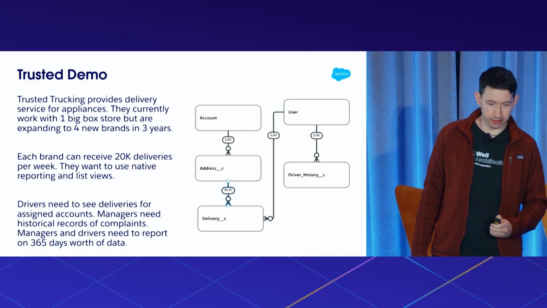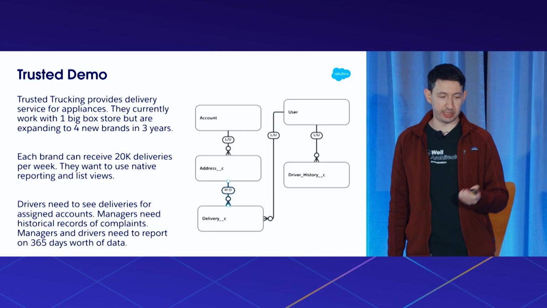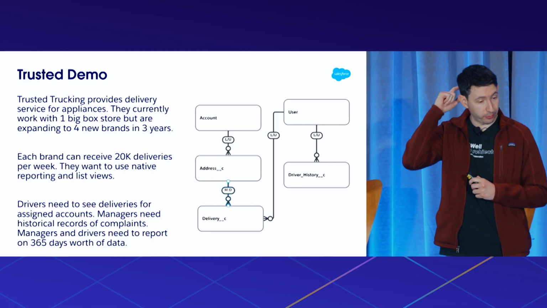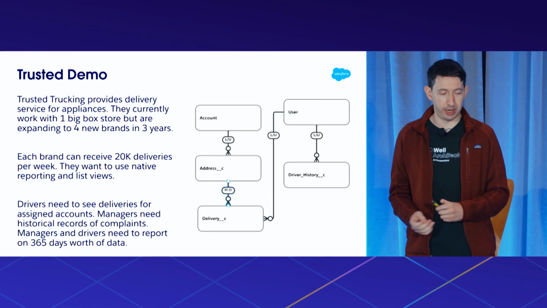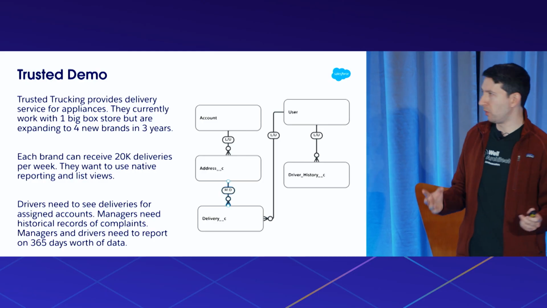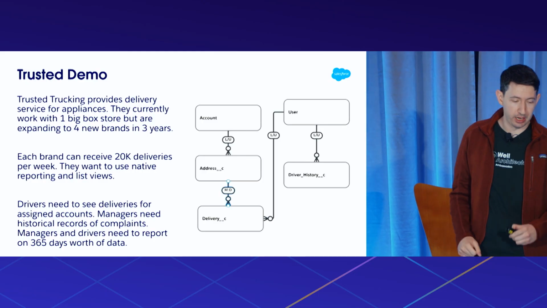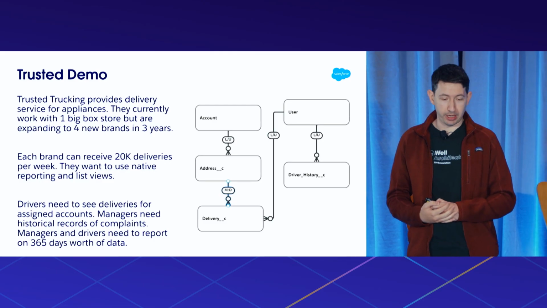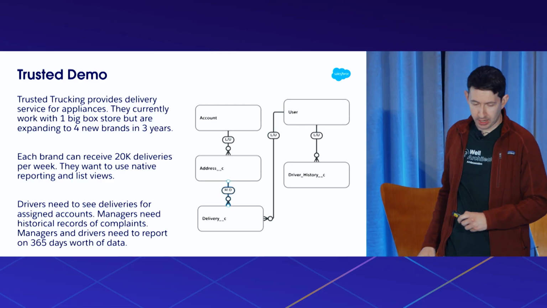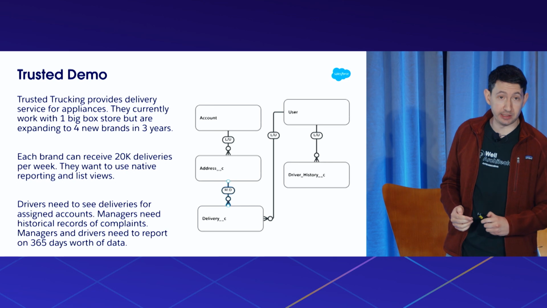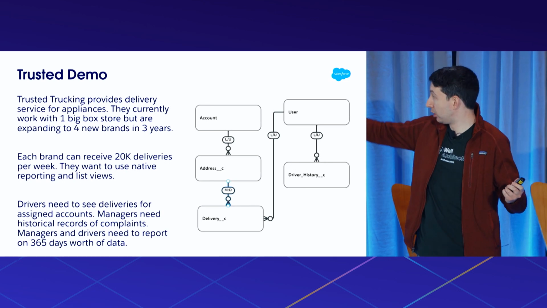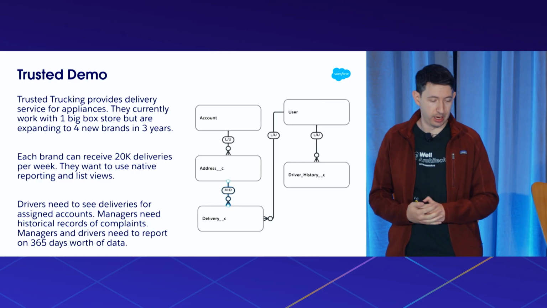So we have a data model here for a company called Trusted Trucking. The Trusted Trucking company provides delivery services for appliances, right? They're currently working with one big box store, which is represented by the account object. And they're expanding to 4 new brands in the next 3 years, right? The accounts all have addresses on them. And each brand can receive 20,000 deliveries per week. So if we extrapolate that out, that's about 1 million delivery records, custom object per year.